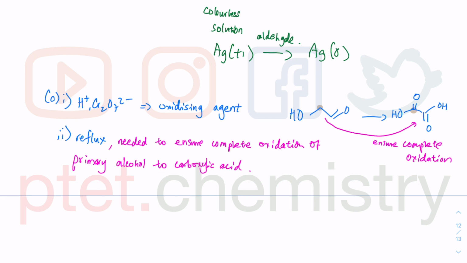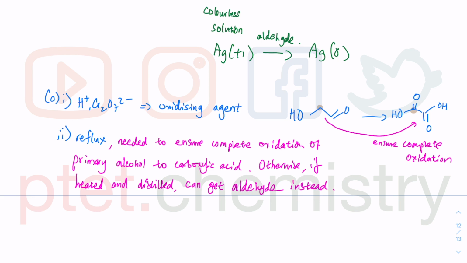So it's only 2 marks and they say explain, right? Otherwise, if heated and distilled, you can get aldehyde instead. So meaning to say the primary alcohol doesn't get oxidized all the way to the carboxylic acid form.